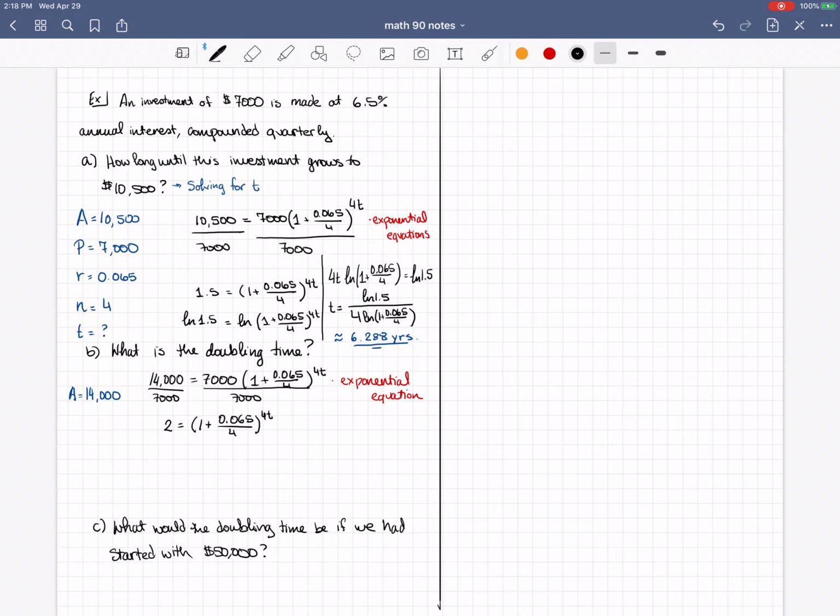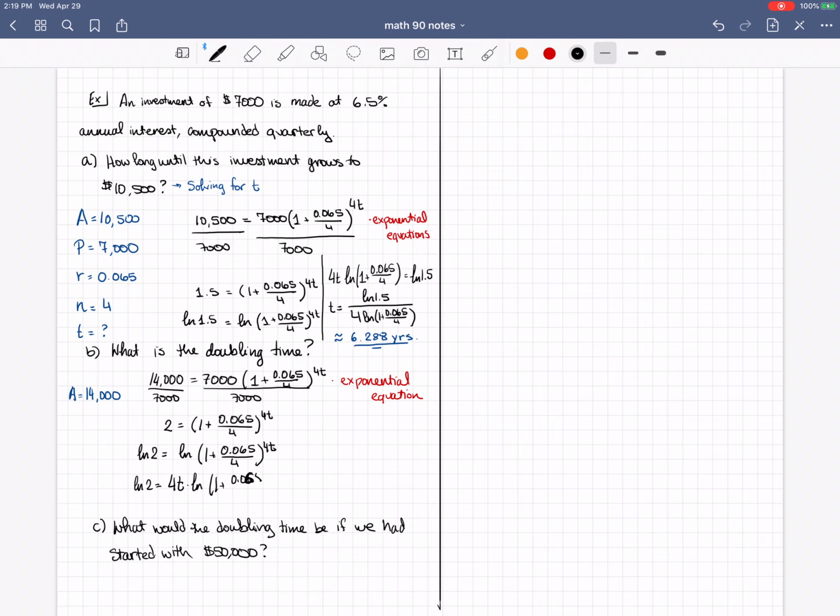And again, if two things are equal, then their logs must be equal too. So we take the log of both sides. I'm taking natural log, really for no reason. You can take log base 10. You should just use one of the common logs so that you can actually punch it into a calculator and see the numeric approximation. Just like before, the 4t pops out to the front. And so we end up with the natural log of 2 is equal to 4t times the natural log of 1 plus 0.065 over 4.